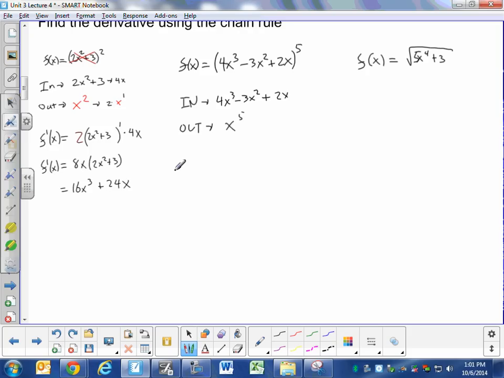Well, to take the derivative, we would take the derivative of the outside, leave the inside alone. The derivative of x to the 5th is 5x to the 4th. So it would be 5, instead of x, we're talking about the function, the inside function. Derivative of the outside, leave the inside alone, to the 4th, there's that outside derivative, times the derivative of the inside, 12x squared minus 6x plus 2.